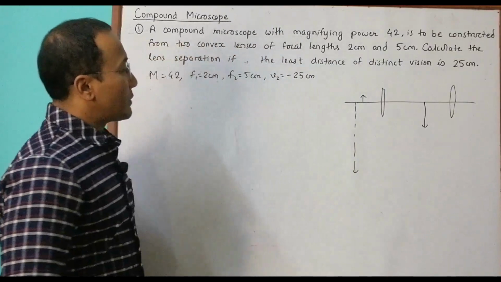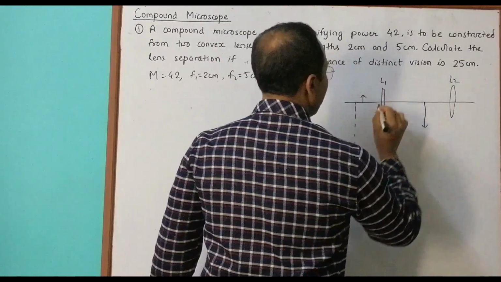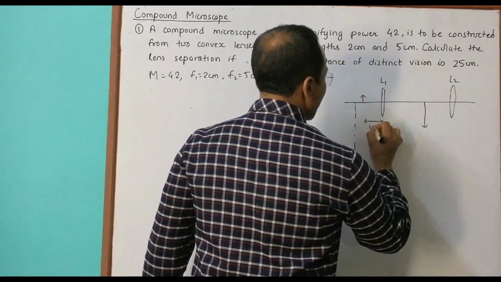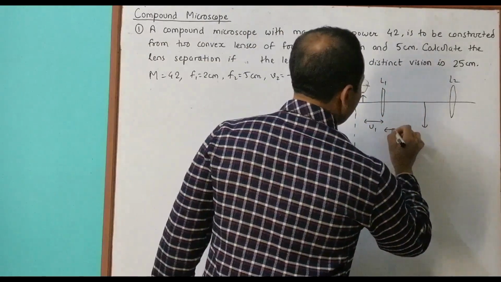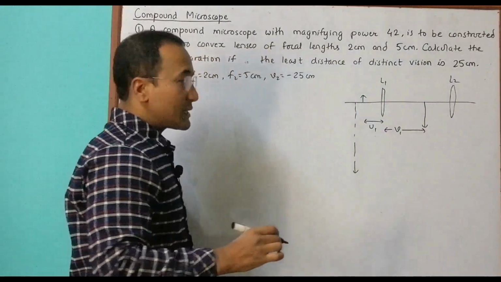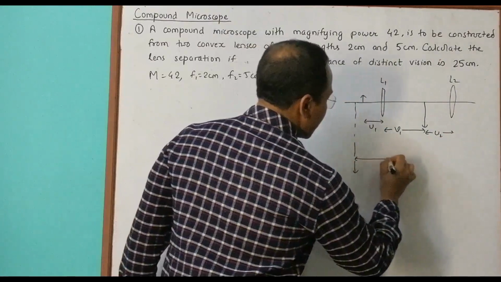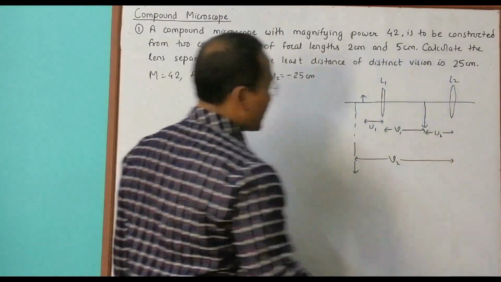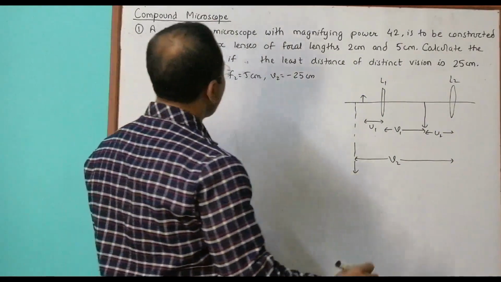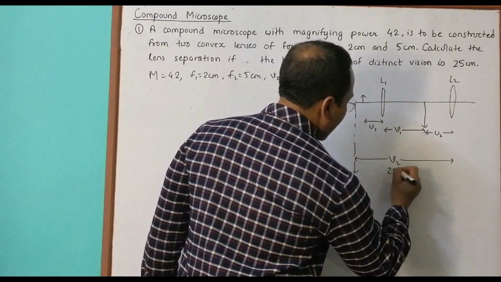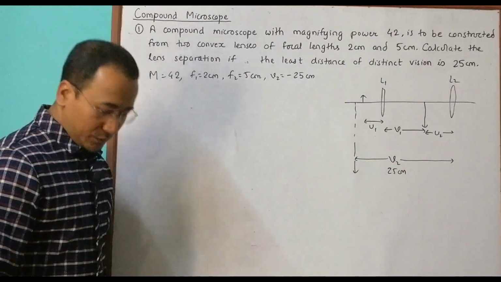This image is formed by the second lens, which I call L2. So this is L2, L1. This distance is U1, the object distance for the first lens. This distance is V1, the image distance for the first lens. This distance is the object distance for the second lens, and this distance is the image distance for the second lens. Among these, what we are given is V2, which is equal to 25 centimeter, and all the others we have to find out.